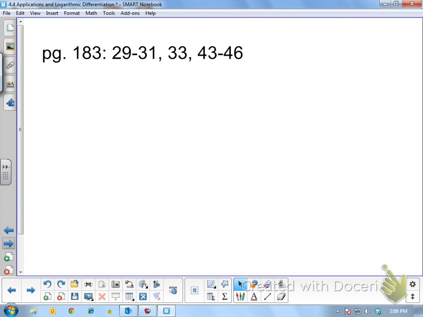So page 183, 29 through 31, those will be tangent line problems. 33, I forgot what that problem was, but 43 through 46 will be the logarithmic differentiation. So just 4 problems of the logarithmic differentiation.